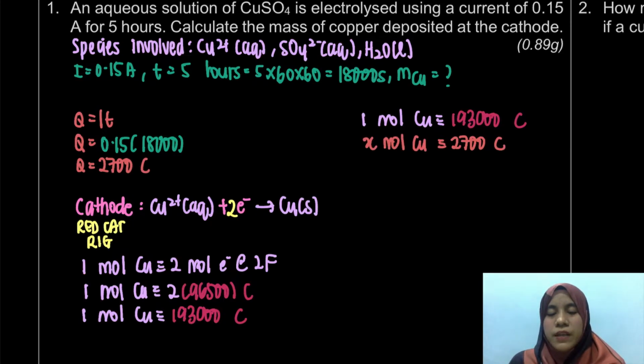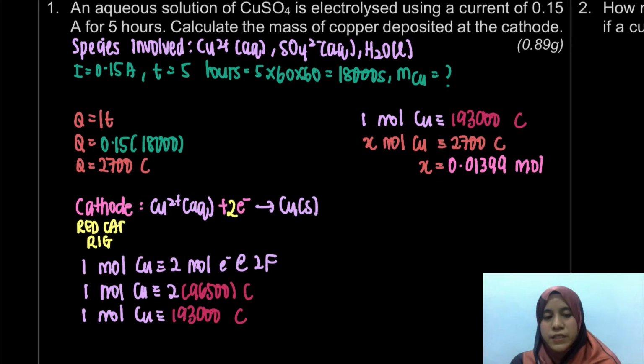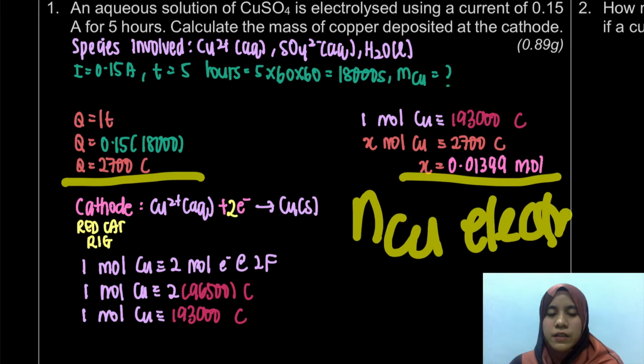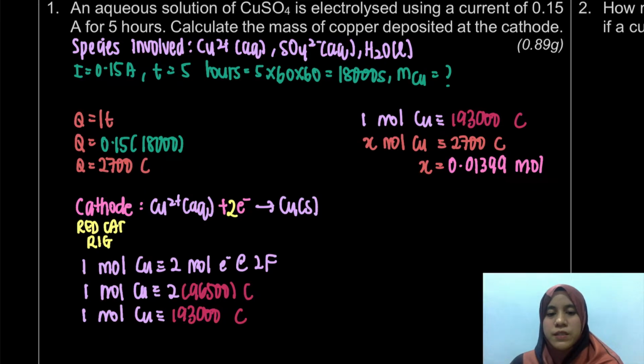So here is the X. We get X equal to 0.1399 mole. This is the number of moles of copper electrolyzed in the reaction, the original reaction in the actual experiment. But the question asks for mass. So what should we do?